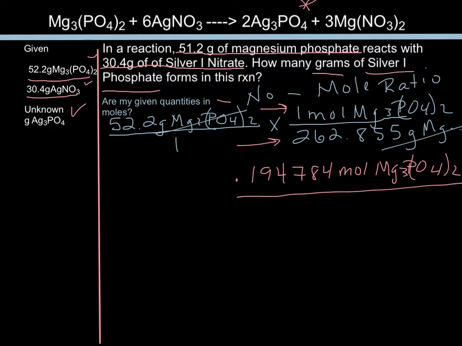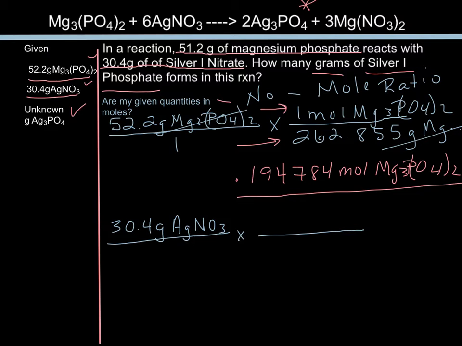The next one is going to be 30.4 grams of silver nitrate. Same thing. When I'm going from grams to moles, I'm going to use molar mass. If you don't remember how to do these conversions, go back to the video that we made on converting from grams to moles and moles to grams, and that'll explain how to find molar mass. There's another video for molar mass if you can't remember how to do that. But for this case, we should already know how to do this.